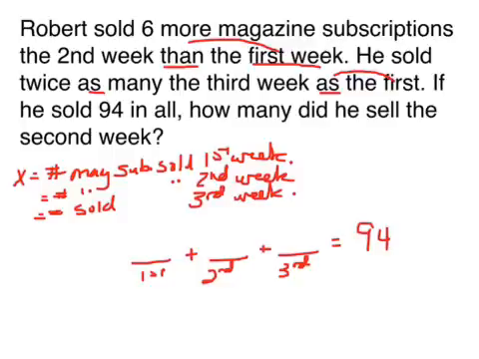So let's go back now and look. Robert sold 6 more magazine subscriptions the second week, so 6 more the second week than the first week. So if you take what he sold the first week and you add 6 to it, that's what he sold the second week. More than means you add 6 to something, and what we're adding 6 to here for the second week is the first week. So we can describe the second week as X plus 6.